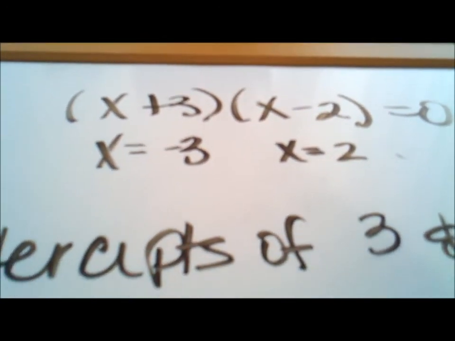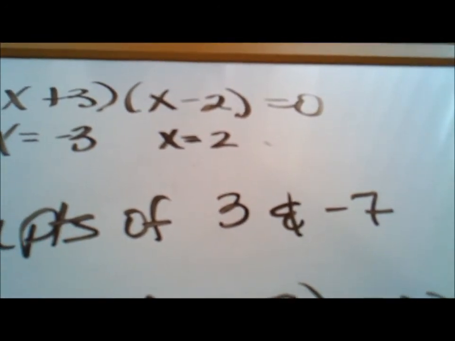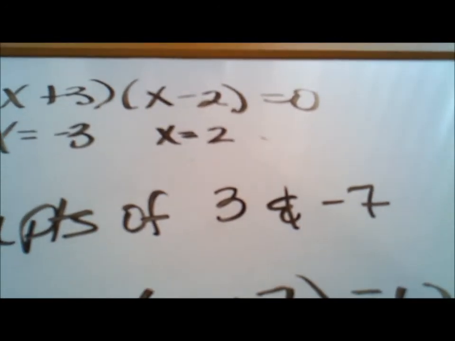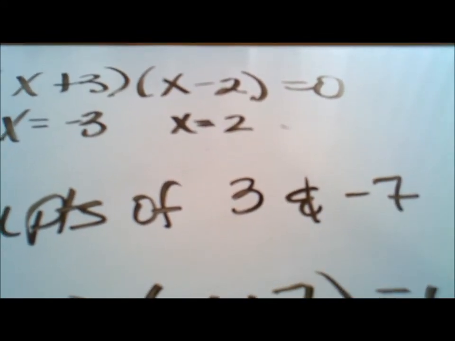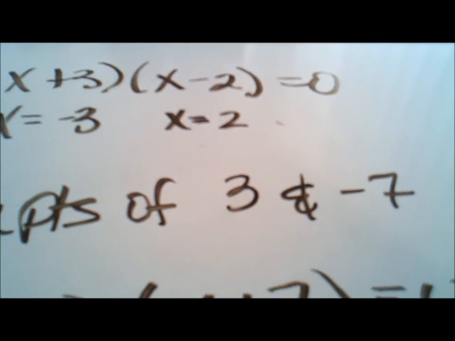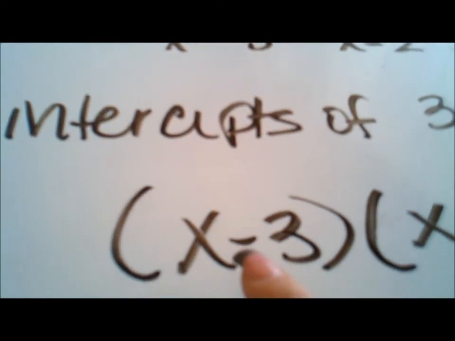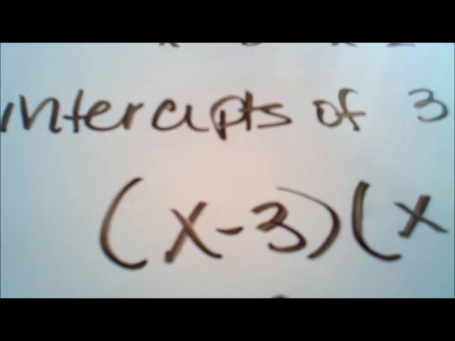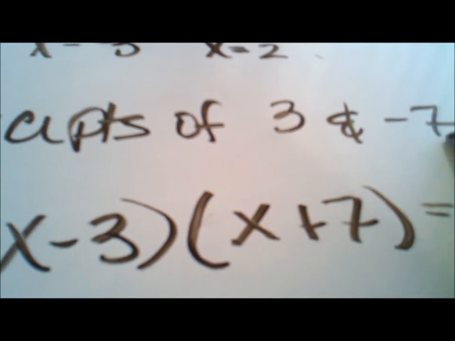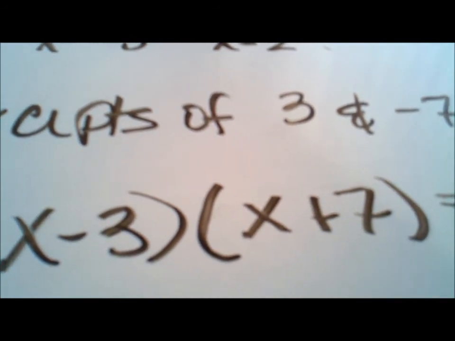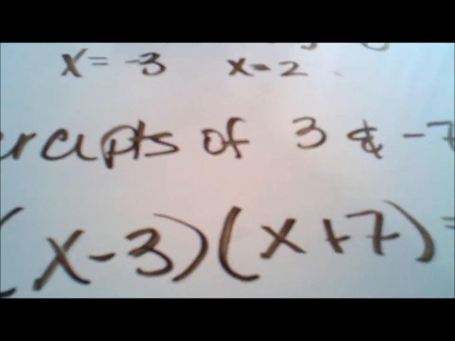So if I give you x-intercepts of 3 and negative 7, I want you to find an equation where I have the parabola crossing these two spots. All you have to do is think opposite. So if I want a positive 3 as my x-intercept, that means that I'm going to stick it into a binomial as a negative 3. If I want a negative 7 as an x-intercept, I'm going to stick it into my binomial as a positive 7. So again, in order to do that, just think opposites.